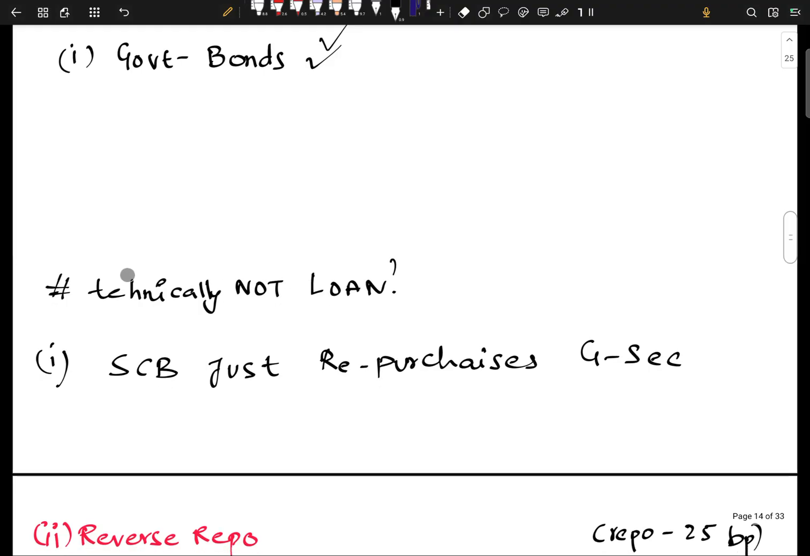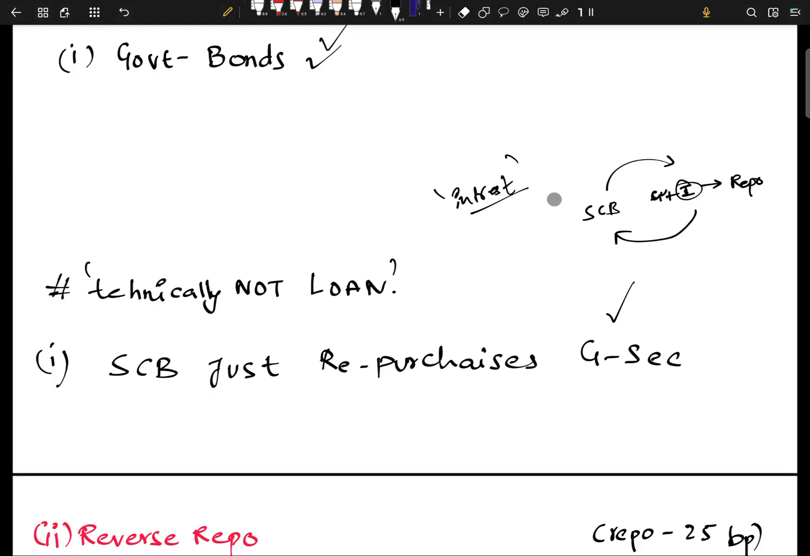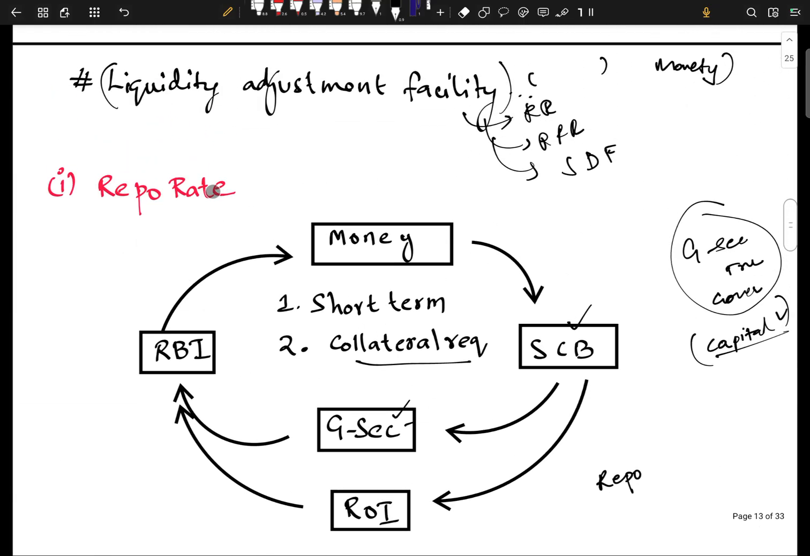Repo is not technically an interest rate, or it is not technically a loan. What happens here is the scheduled commercial bank gives its collateral first, and basically repurchases this collateral again after the tenure of the loan is done, by paying the value of the G security and also some interest. This interest rate is nothing but the repo rate. So it is called a repurchasing order.